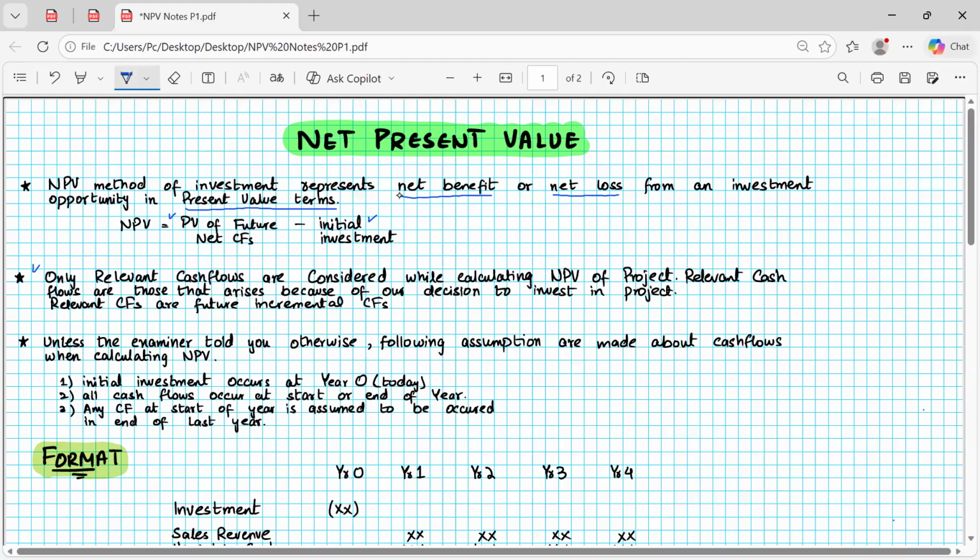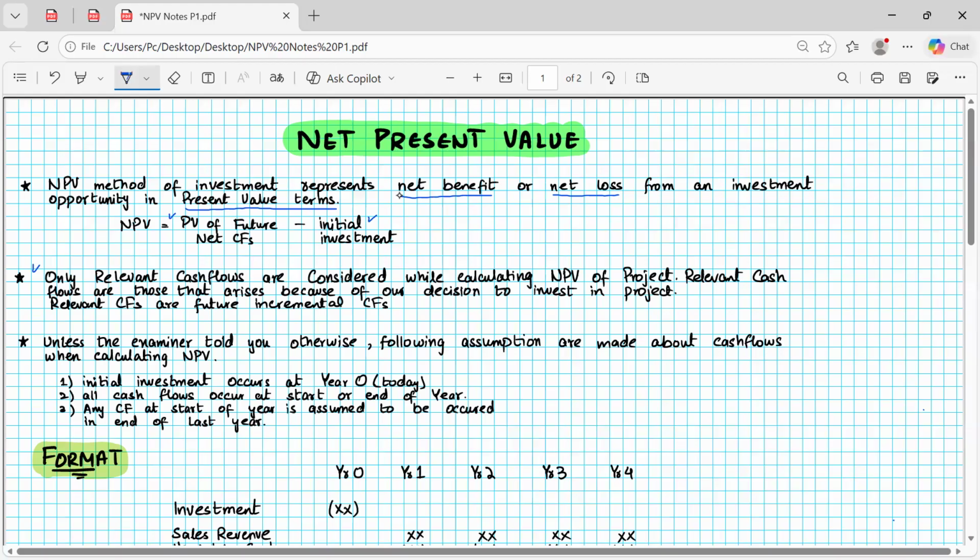If I say I won't invest in the project, then that cash flow won't be occurring. Okay, we don't need to incur that, we don't need to spend that. So because that cash flow depends upon my decision to invest, that will be the relevant cash flow. Irrelevant is that which does not depend upon my decision.